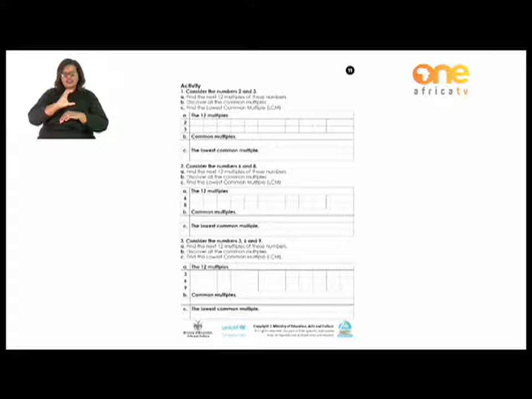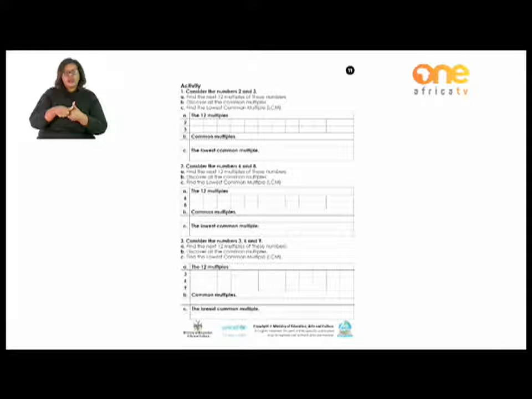And C, find the lowest common multiple, which is of 2 and 3. So you can do that at C. If you are smart, you might pick up something here for you. At number 2, consider the lowest common multiple of 6 and 8. So you have to do the same at A, B, C, but remember you are answering in the table below.